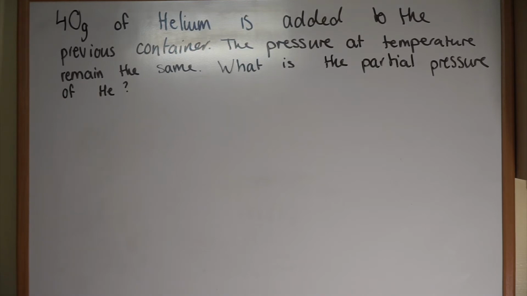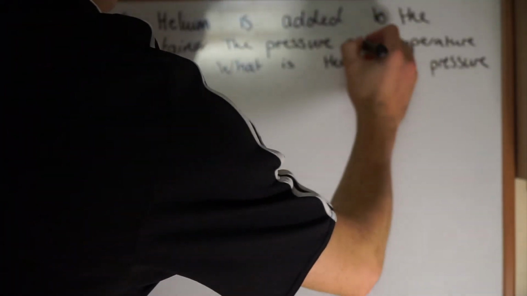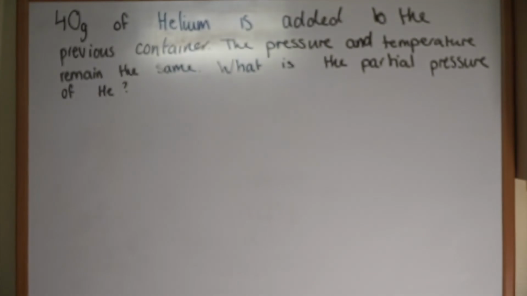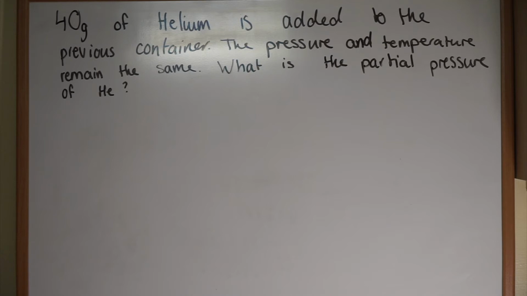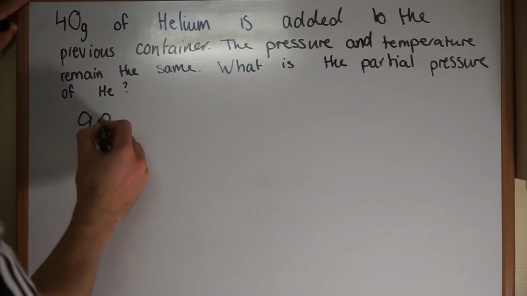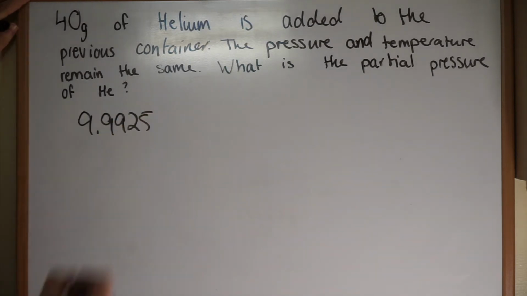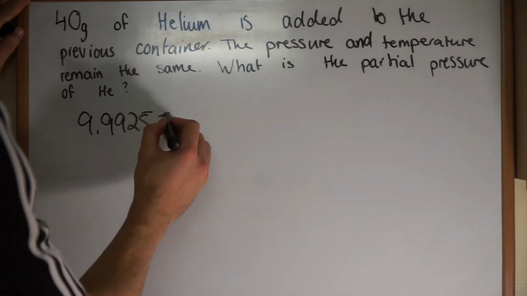The third part of question 4 is: 40 grams of helium is added to the previous container that contained the neon gas. The pressure and the temperature remain the same. And the question is, what is the partial pressure of the helium in the container? So the first thing we need to do is obviously work out the moles of helium. Now if you work this out, it should equal 9.9925, or if you want to round it, 10.